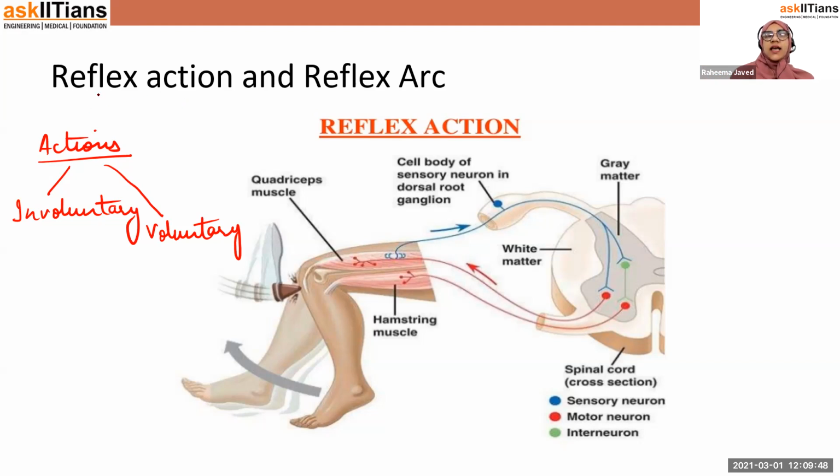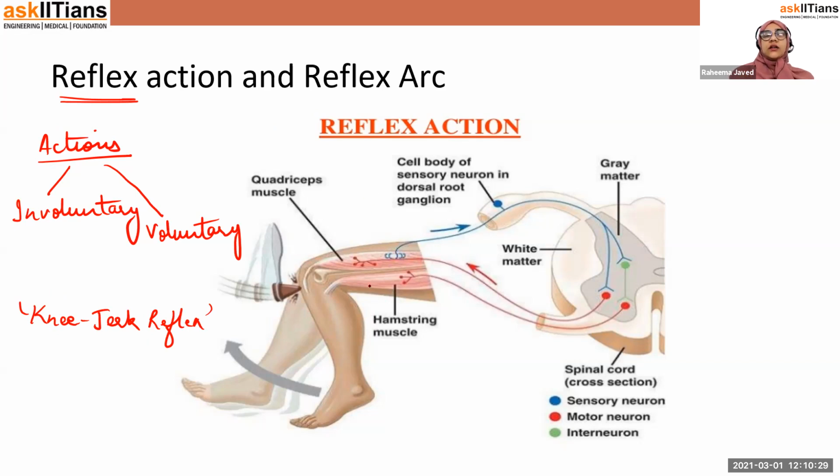Okay, so reflex actions are what kind of actions? Reflex actions are involuntary actions. They are not under our control. A typical example is a knee jerk reflex, which is shown here. If something like a tiny hammer is hit on the knee, the knee is kicked forward automatically. This is a knee jerk reflex, which is a perfect example of a reflex action.